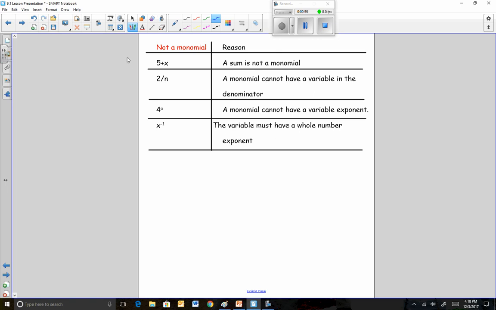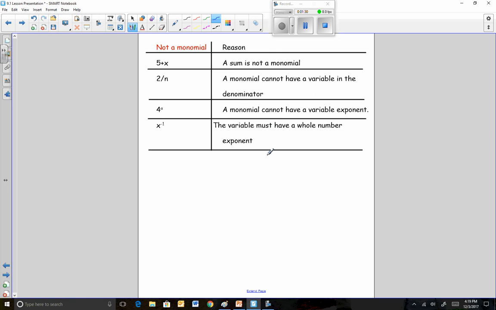Okay, first of all, if you see a sum like 5 plus x, that is not a monomial. 2 over n, a monomial cannot have a variable in the denominator. So you cannot have a variable in the denominator and call it a monomial. Also, 4 to the a, that is not a monomial because you cannot have a variable exponent. Also, x to the negative 1, you cannot have that and call it a monomial. The variable must have a whole numbered exponent.